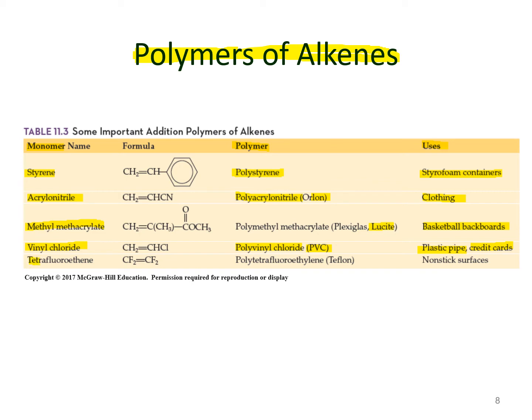And the last one is tetrafluoroethene, which will make the polymer polytetrafluoroethylene, also shortened as Teflon. This one gives us non-stick surfaces and is usually used for cooking pans or any such utensils that are used in the kitchen for cooking. So it provides a non-stick surface that the food will not stick to.